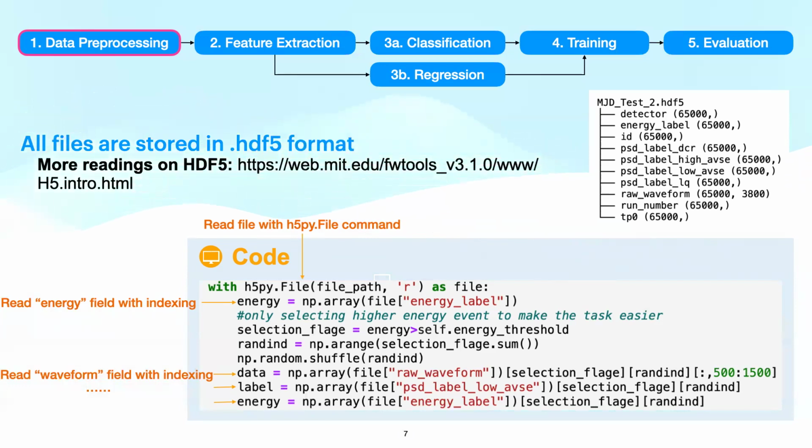We also have this label. Each of the labels is an array of size 65,000. For the PSD label, it's just 1 or 0. For the energy label, it's a floating point number, which actually tells you what the energy of the waveform is.